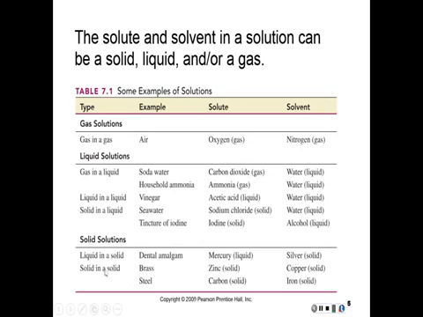Now you have a solid in a solid, brass, which is a mixture of zinc and copper, and steel, which is a mixture of carbon and iron. So you can have all different phases mixed with other phases.